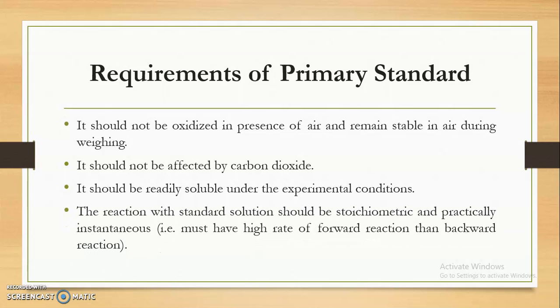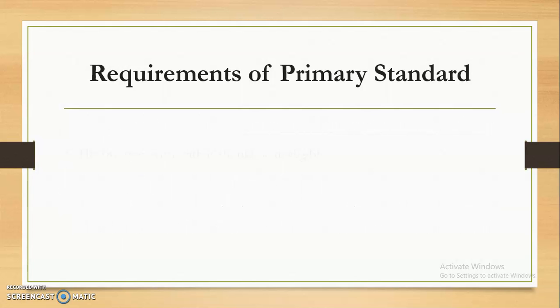The reaction with the standard solution should be stoichiometric and practically instantaneous. That is, it must have a higher rate of forward reaction than backward reaction. Sometimes conversion of the reactant into the product may take place, and after that comes the backward reaction, where products are again converted into reactant. So the reaction with the primary standard must be very quick and the rate of forward reaction must be more. So these are a few requirements of the primary standard.